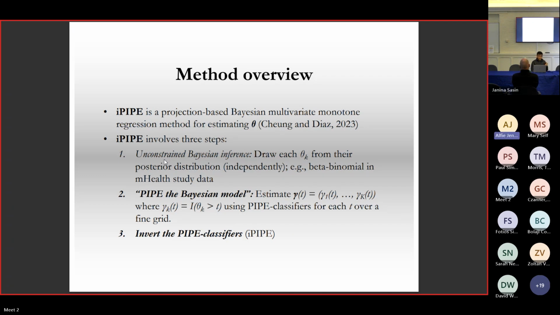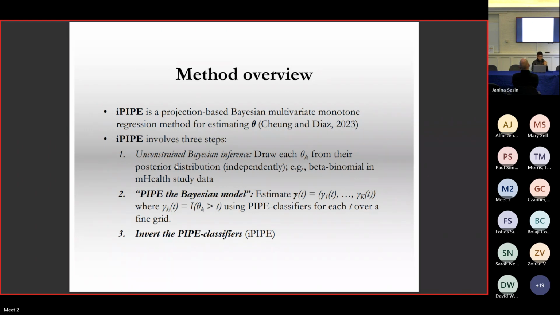So this is exactly what IPIPE does. It fits a large Bayesian model, unconstrained, and it's totally non-parametric. And then you make a projection onto the constraint space. So that's what IPIPE does. That's the whole method. I can stop here in terms of the methodology, but I'm going to break down the method into different steps.